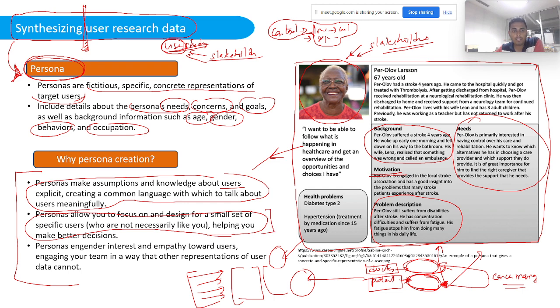The third important aspect of persona creation is to encourage designers to be empathetic with the user profiles. That's why we create personas, so that the designer or the team working on that particular problem area should not forget the face of that person, should not forget his problems, his description, his background, and what he quotes. So these are the various reasons why we use personas.